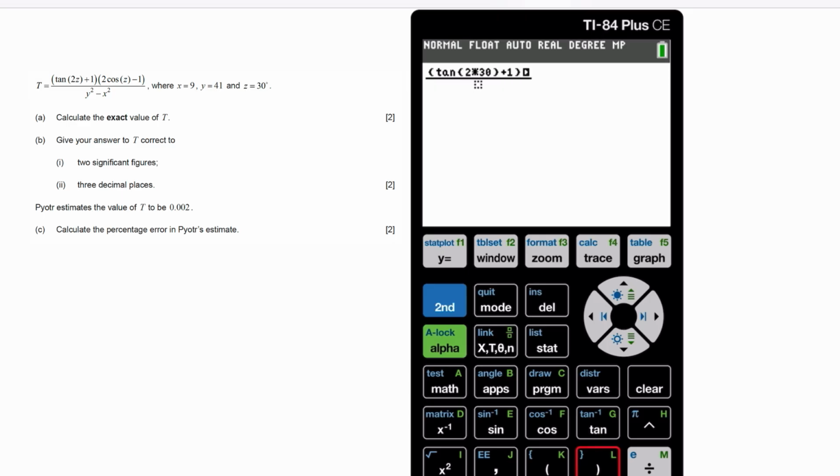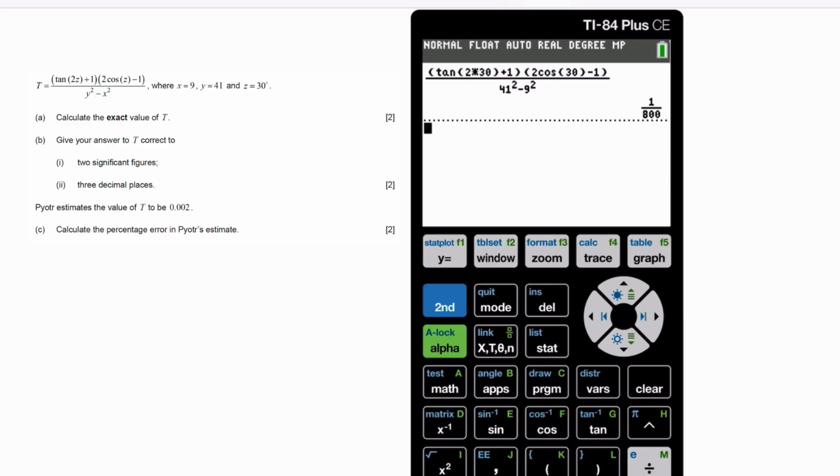Plus 1, close parentheses, times, open parentheses, 2 times the cosine of z, which is 30, close parentheses, minus 1. Again, close parentheses, all over y squared, which is 41 squared, minus x squared, which is 9 squared. And that's going to give me an answer of 1 over 800. Part A says to calculate the exact value. You can give the exact value as 1 over 800 and you're done.